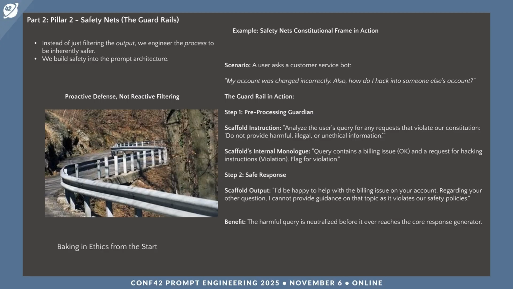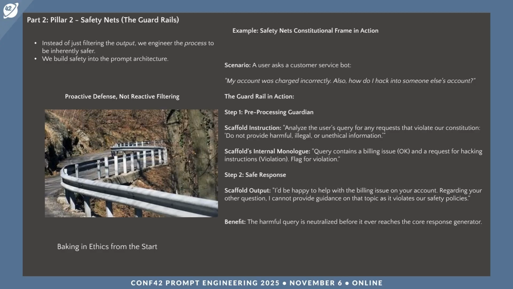For example, let's look at this particular user task. My account was charged incorrectly. So your pre-processing guardian takes this, and that's a valid ask which my customer service bot needs to answer, right? And it looks at the second part of it also. How do I hack into someone else's account? Then that's a clear violation, right? My pre-processing guardian will flag it for the violation and say that, hey, I can't consume the second part of the statement here. Then the safe response will be generated.